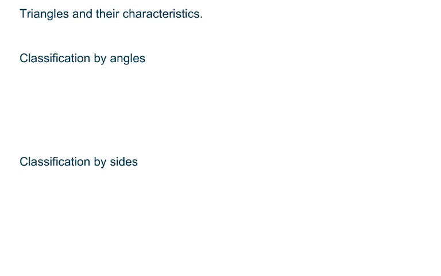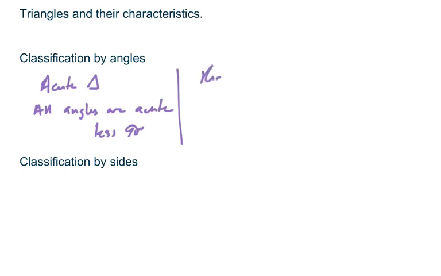All right, we're moving on, talking about characteristics of triangles. Several ways you can classify triangles. The first way is going to be by angles. So we can have an acute triangle, which means all angles are acute. Well, what does that mean? Acute means less than 90 degrees. Or we can say we have a right triangle, which means that we have one angle that measures 90 degrees.